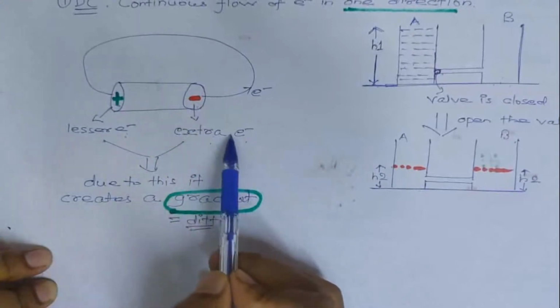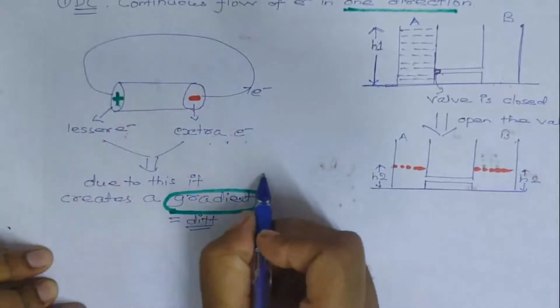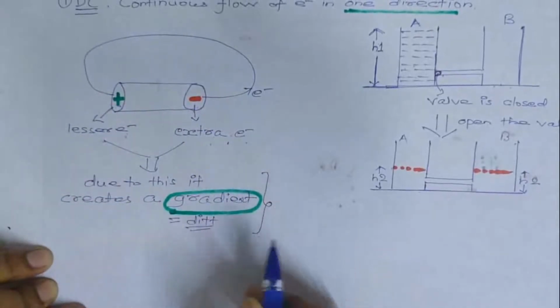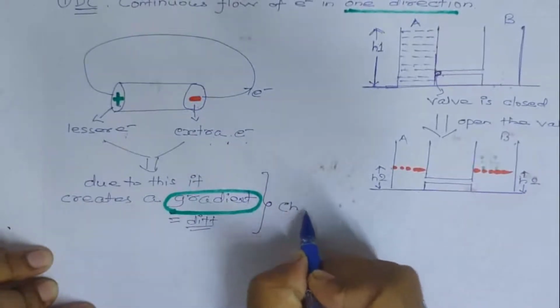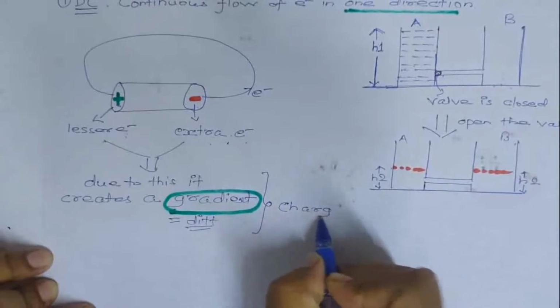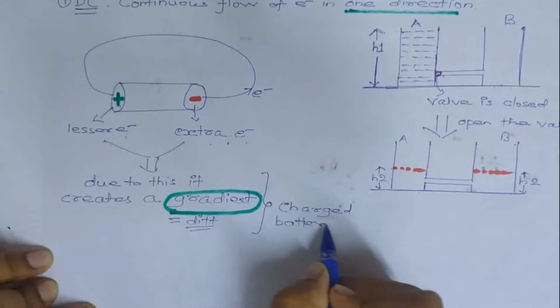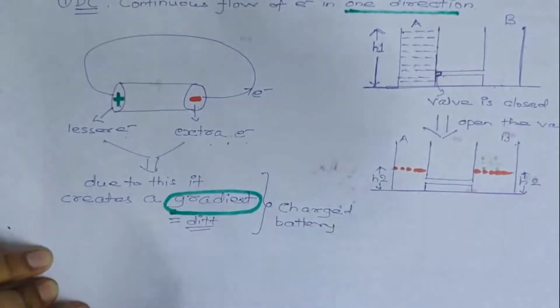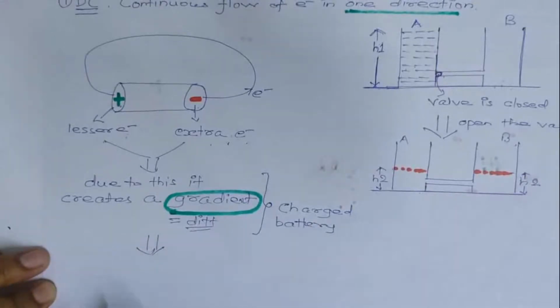It has a gradient, so it will cause the flow of electrons, so that means it is charged. We call it the battery is charged. You are having a fully charged battery, a charged cell. It will keep on flowing till a certain level, till it makes the number of electrons equal on both the terminals.